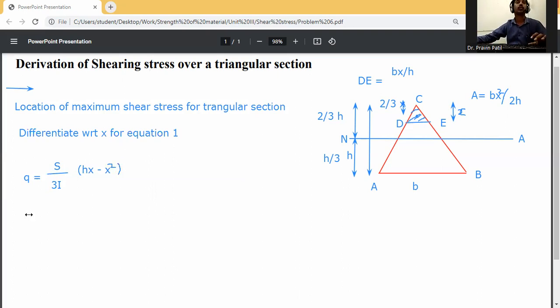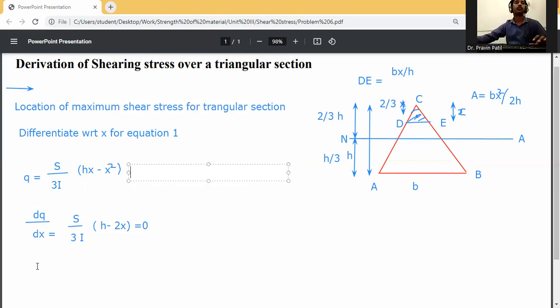So now differentiate with respect to x, that is dq by dx. dq by dx is equal to S by 3I, in brackets, h minus 2x. Equate it to 0, is equal to 0.